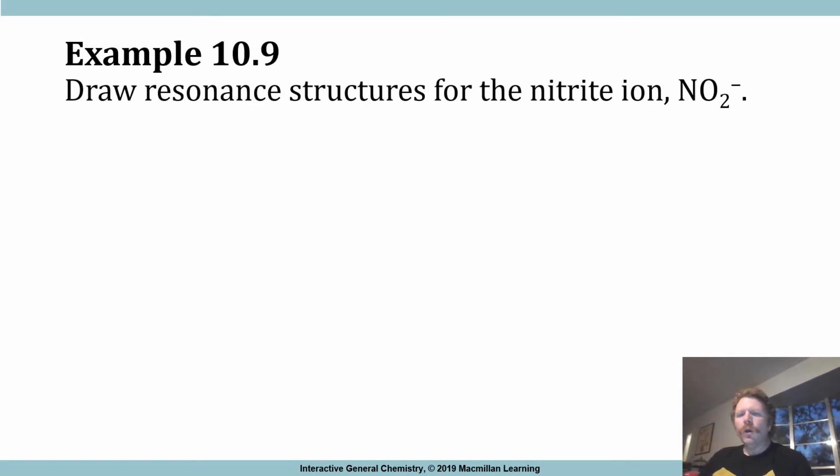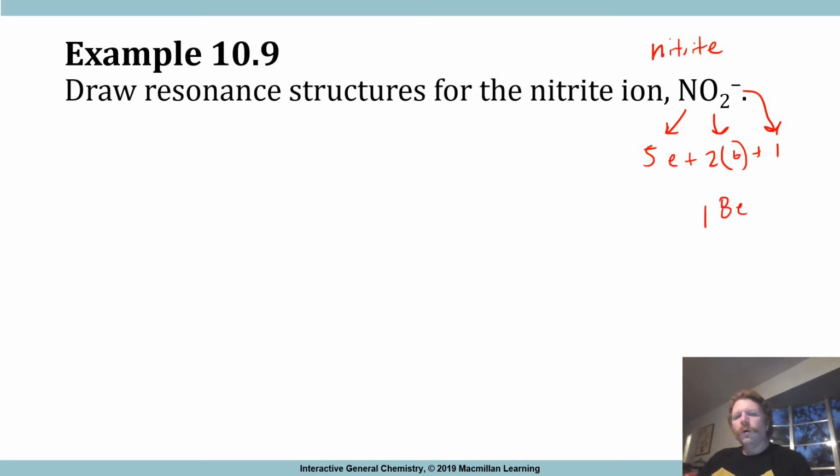Okay, so now NO2 minus is nitrite. This is a polyatomic ion. Nitrogen's rolling in with 5 valence electrons. Oxygen, there are 2 of them. They're each rolling in with 6. So we've got a total of, well, that would be 5 plus 12 plus 1. That gives us a grand total of 18 electrons to draw.